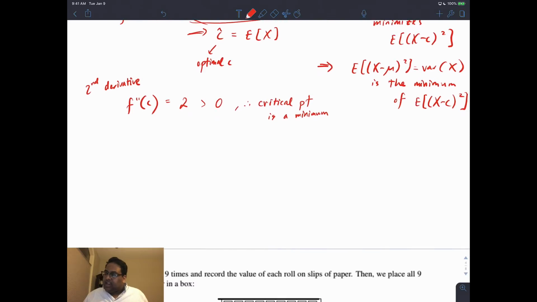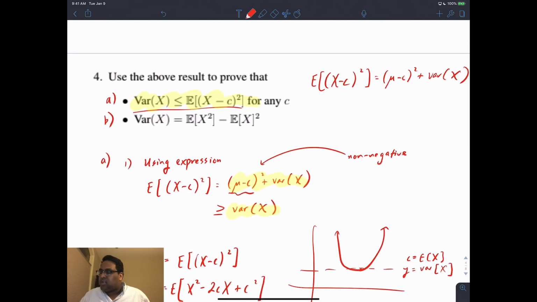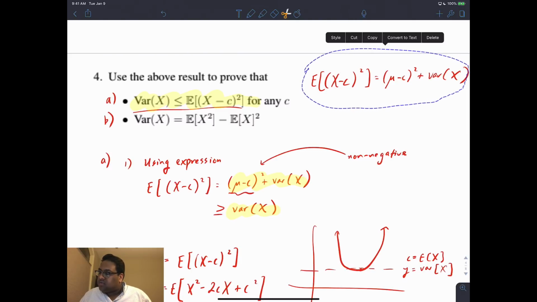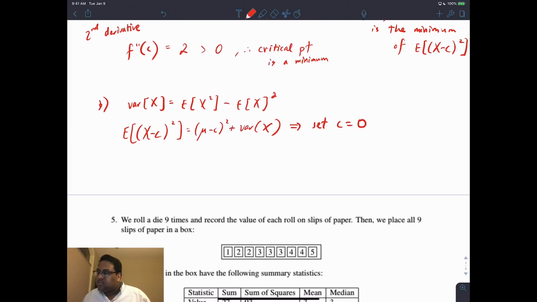Great. And now part B is a little more straightforward. We want to show that the variance can be determined computationally using the formula: the expectation of the square of x minus the square of the expectation of x. Well, how do we arrive at that? Again, there are many ways we can do that, but what we want to do in this question is start with the equality we're given, and set c equal to 0.